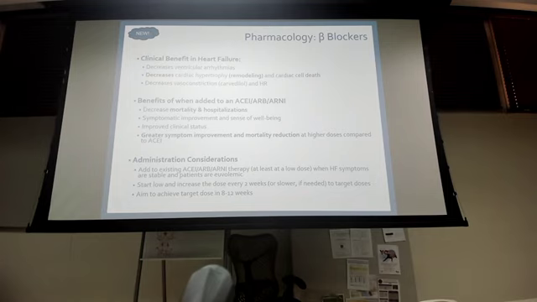Start low, go slow. This one is a little more regular. For the beta blocker, about every 2 weeks, you'll up your dose. Target dose is still about 3 to 4 months, let's say 2 to 4 months. So just like the hypertensive medications, you're not just going to start the medication and see tomorrow that your heart failure is not progressing. This is a long game. You're playing a long game with beta blockers for heart failure. Don't start it in acute decompensation.